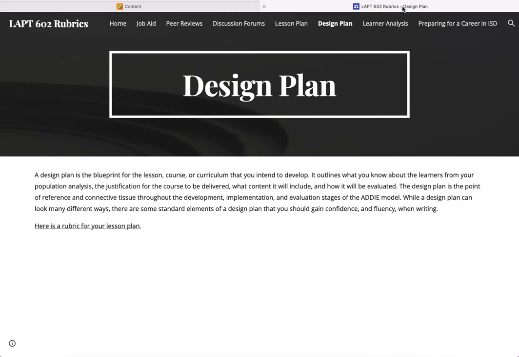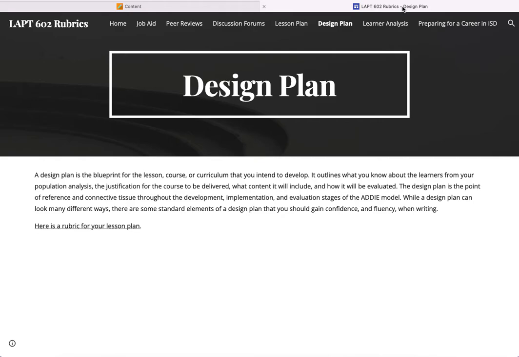You know what content it might include because you've done your research on ADDIE and the other most common ISD models. And you know how it will be evaluated because you have done your reading and research on Kirkpatrick. We'll be using his 4 levels as our framework, and you know what the outcomes are because you have done your learner analysis and you know what people hope to achieve by being here.